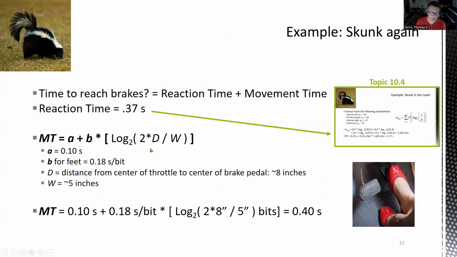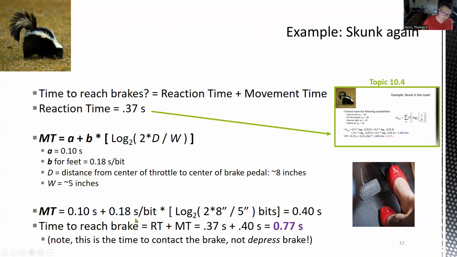All right. So we can plug these in now, put them all into our movement time equation. We get 0.40 seconds. Again, don't forget to multiply by 2, that 2 times the distance. Don't forget it, very key. And so 0.40 seconds. Now, if we add that, so if we say the overall time to reach the brake, the response time, which is reaction time plus movement time, we get 0.77 seconds. Okay, so 3/4 of a second is how long it takes.